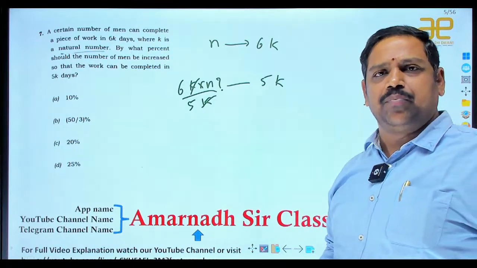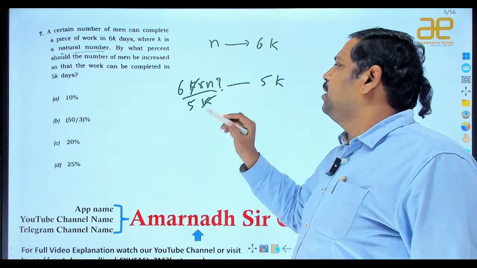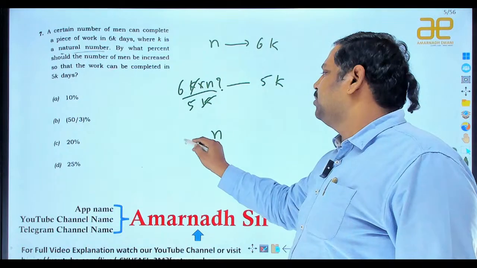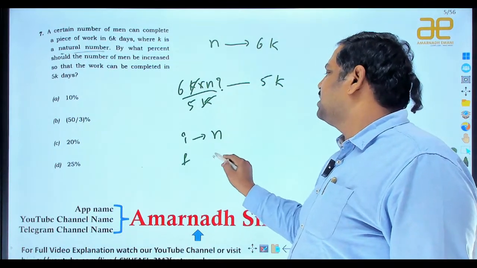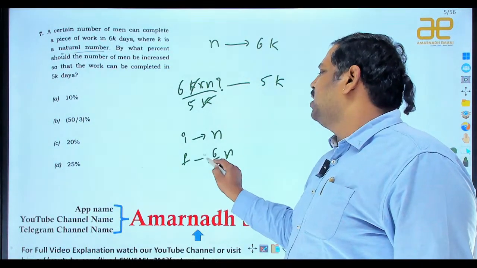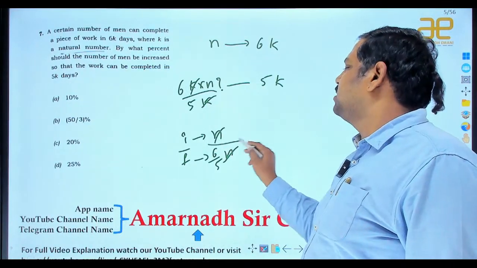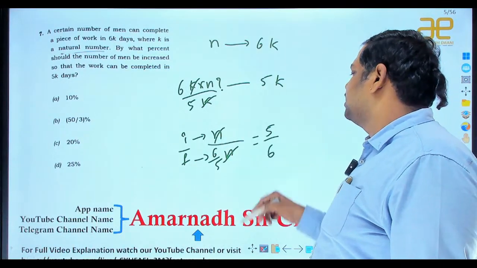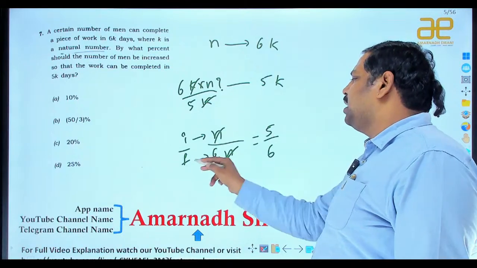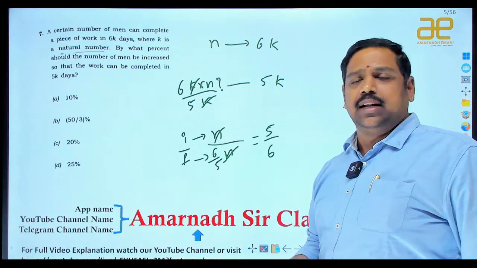6n by 5. So earlier it is n, initially it is n. Finally, it is 6 by 5n. Simply take the ratio between these two, n cancels, 5 goes up, 5 by 6. Means if initially 5 men are there, now it is 6 men. That is the meaning of it, right?